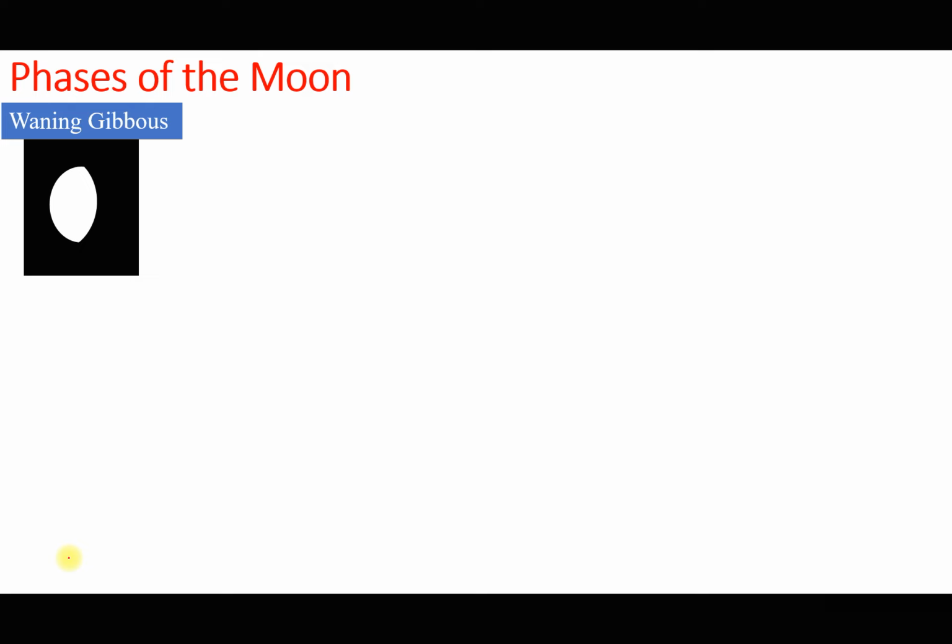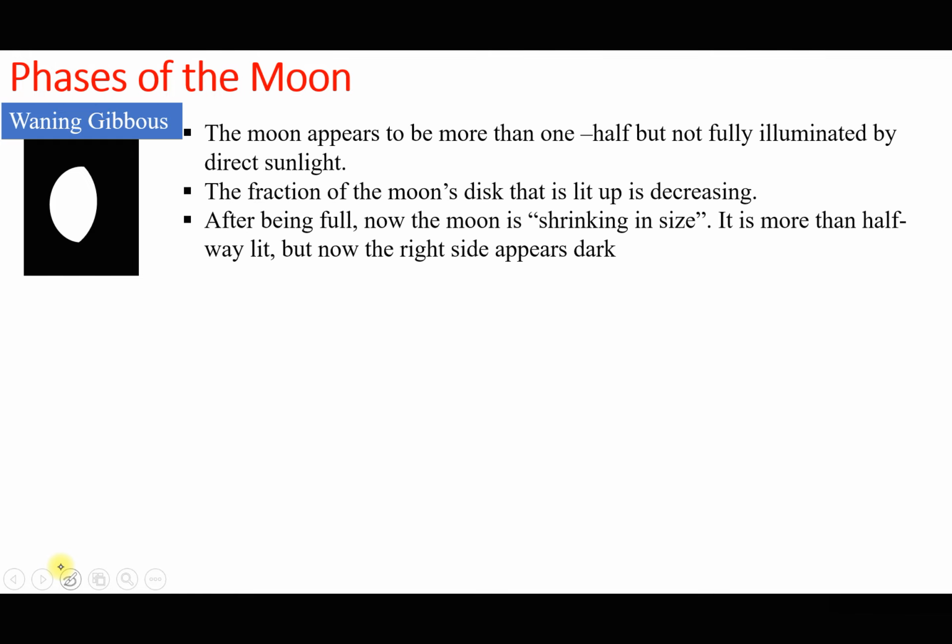The moon starts becoming smaller in size, or the side which is being illuminated starts becoming smaller. So the moon appears to be more than one half, but not fully illuminated by direct sunlight. The fraction of the moon's disk that is lit up is decreasing. After being full, now the moon is shrinking in size. It is more than halfway lit, but now the right side appears dark. So the right side which was lit up is now appearing dark after the full moon.